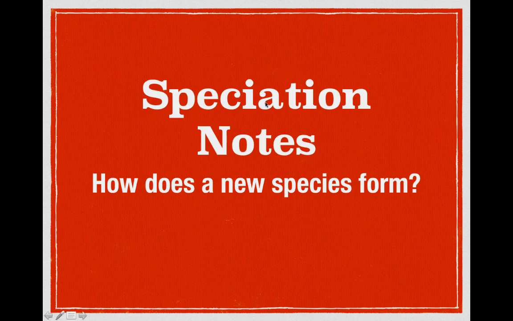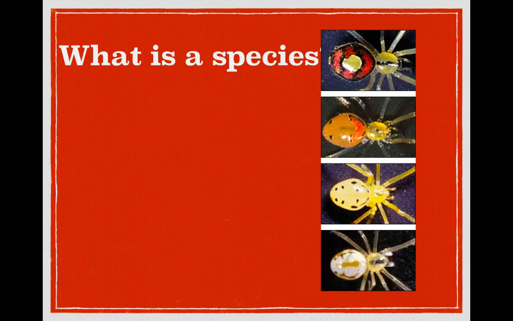But as far as the question of how a species actually forms, we're going to take a look here real quick. So the first question is, what is a species? When you look at these four different spiders, how would you describe them? They all have different looks. You can't really get a size scale on here, but they're all pretty similar in size. Are these different species or not?